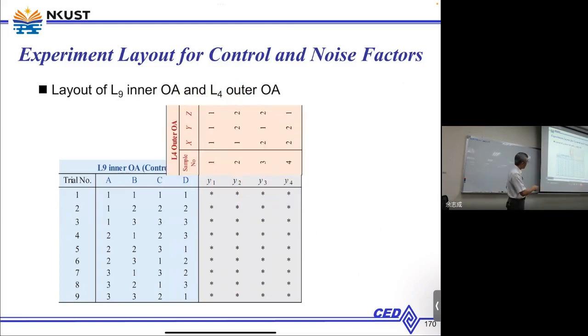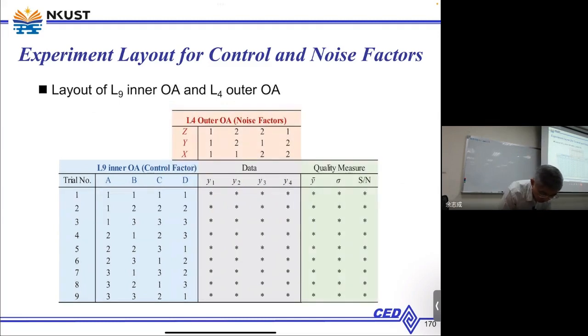Here, this is the inner array, and this outer array, we move it upward and transpose it. So it will be easier to get these 4 samples, which are affected by the combination of these 3 noise factors. And the factorial level for each noise factor is specified over here. So we can get sample 1, 2, 3, 4. In this case, L9 by L4, the total number will be 36 experiments.